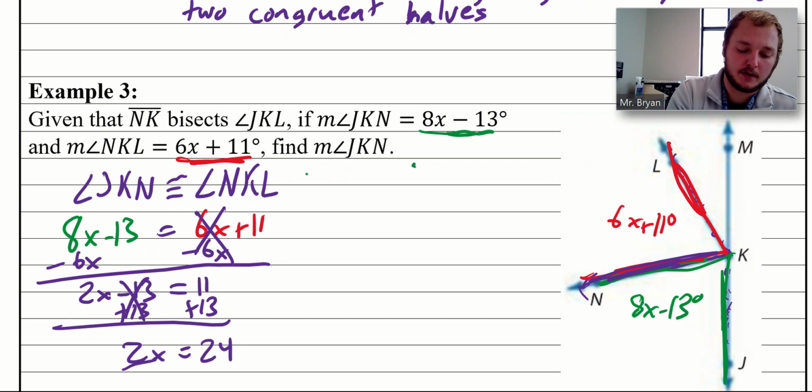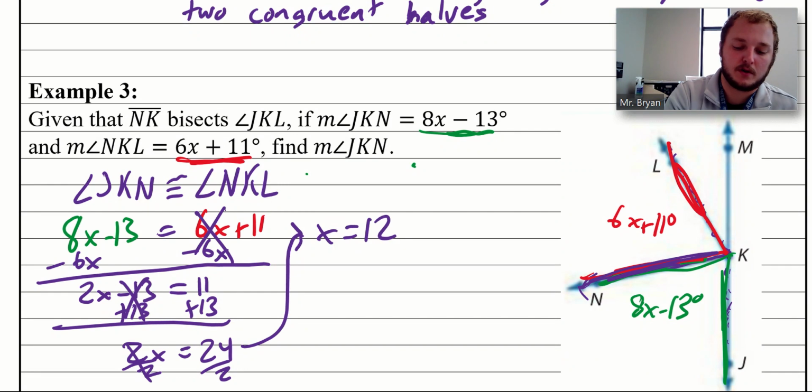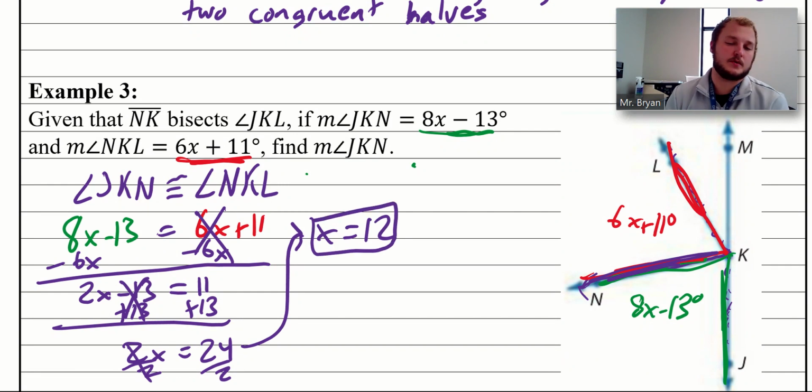And then last step here, we want to divide by the number in front of the variable. We get x equals 12. Okay? So we get that answer. Remember, if I ever find an answer, I always want to make sure, is that what the question was asking for? In this case, we have x equals 12, but it was asking for the measure of angle JKN. So last thing we need to do, just like we did on previous problems last lesson, is plug this back in to figure out what the measure of angle JKN is.